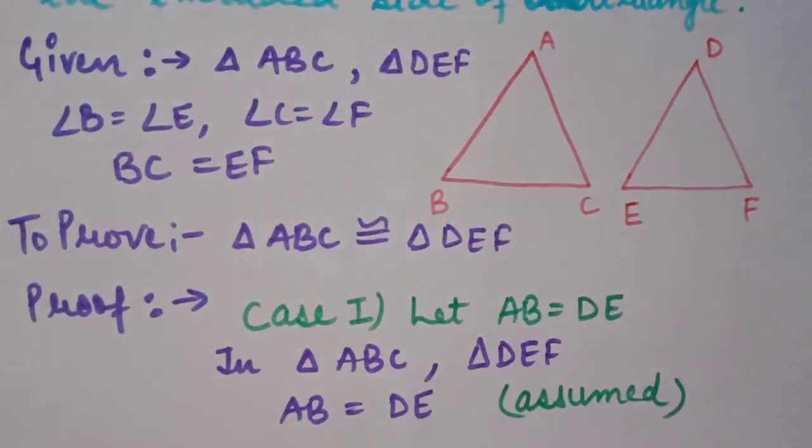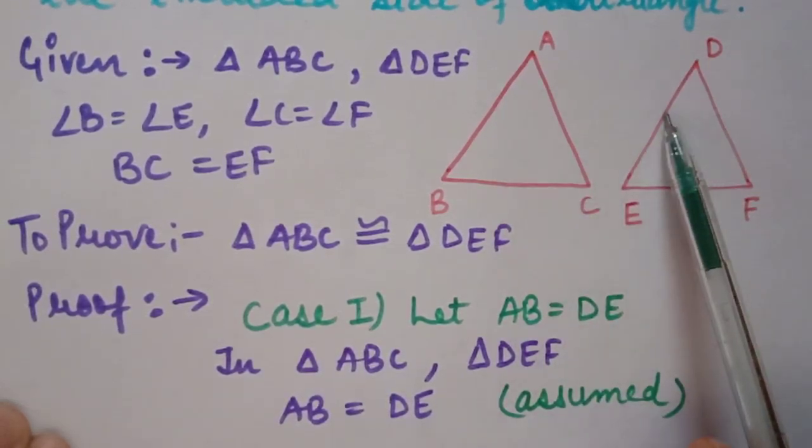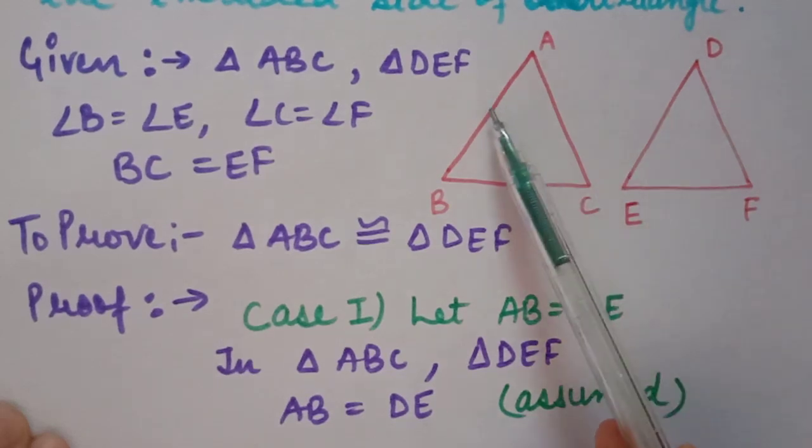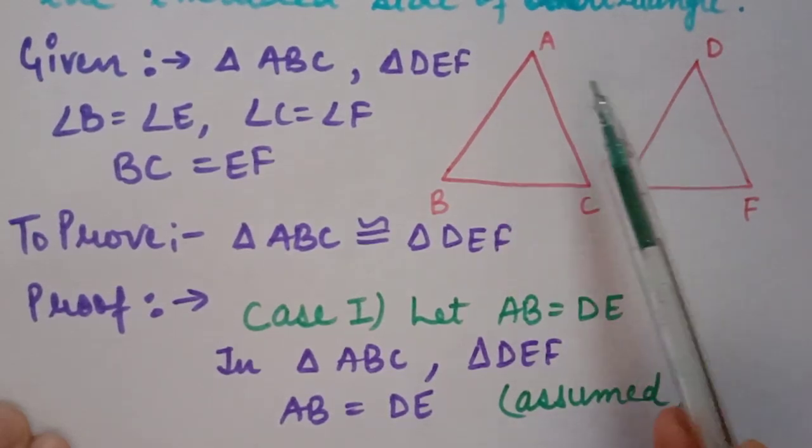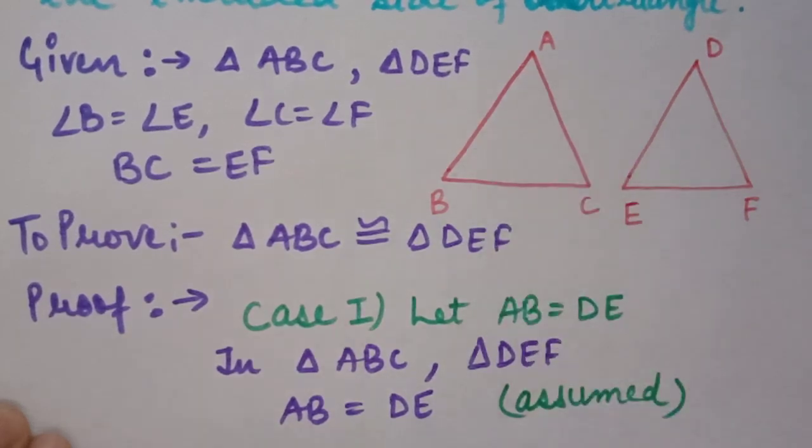When we go to theorem 7.2, then we will use congruence rules SAS and this theorem 7.1 ASA. So this is your first theorem. In this theorem we will divide the proof into 3 parts. Case 1, let AB and DE be equal to each other. Case 2, if AB is greater than DE. Case 3, if AB is less than DE. Because we want to prove it, we have to check each and every thing in this question. We do not want to lose any part.